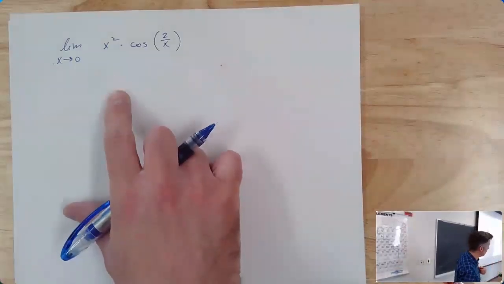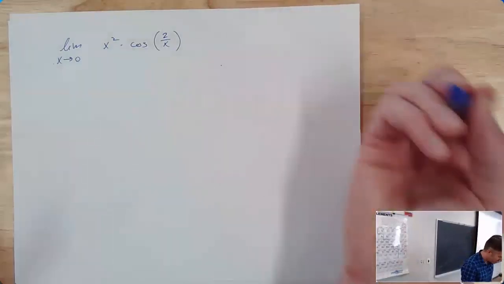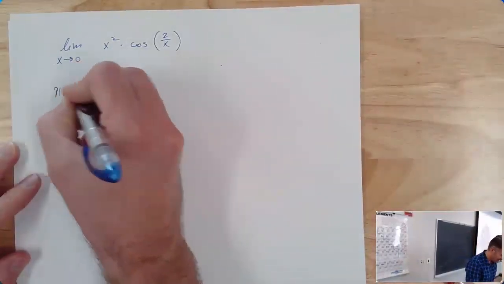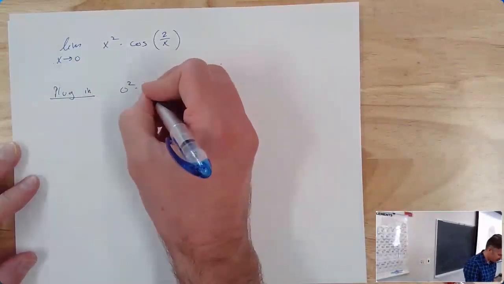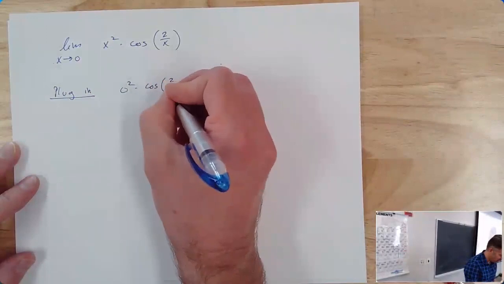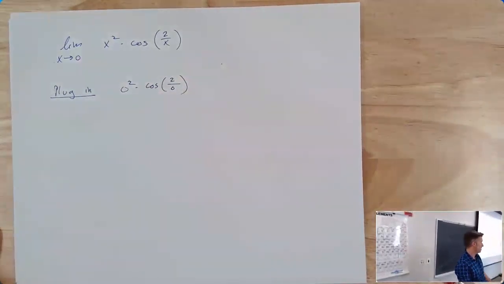So what I point out here is in this example, if you try plugging in 0, it isn't going to work out. Because you get 0 squared, that's fine, but you have cosine of 2 over 0, which is infinity-ish, and cosine of infinity-ish is what? We don't know.